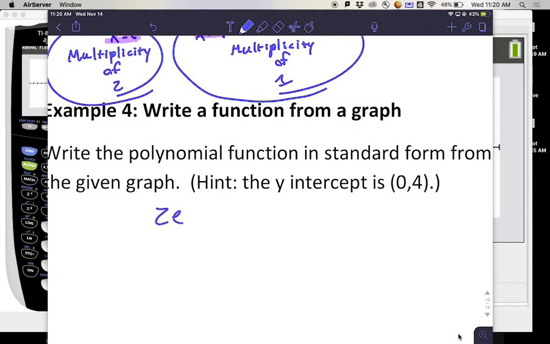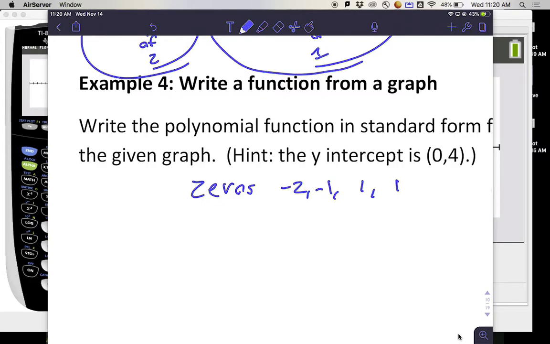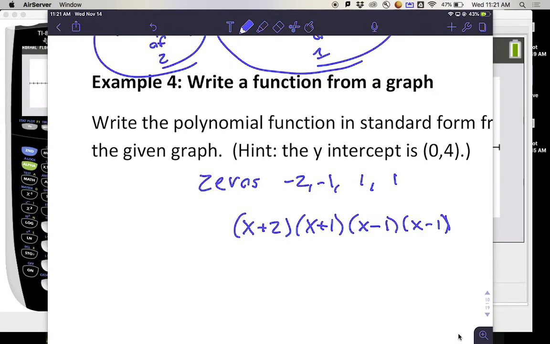Let's write this here. The zeros happened at negative 2, negative 1, and then 1 twice, since it bounces off of the graph right there. Okay, then we're going to write these in factored form. So I'm going to write x plus 2, x plus 1, and then x minus 1, and then x minus 1 again, right there. Okay, and then those are all of your factors.